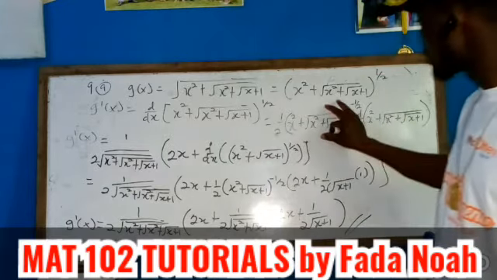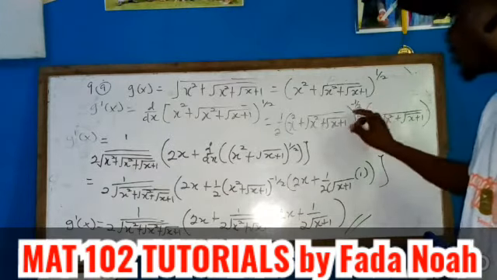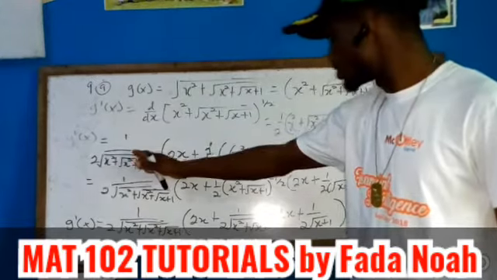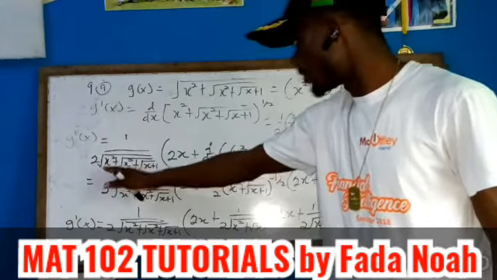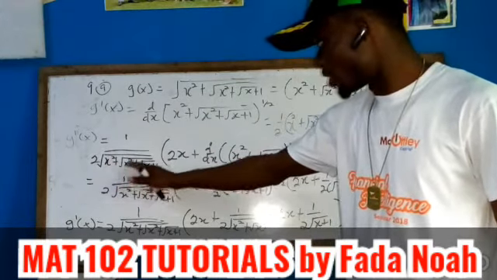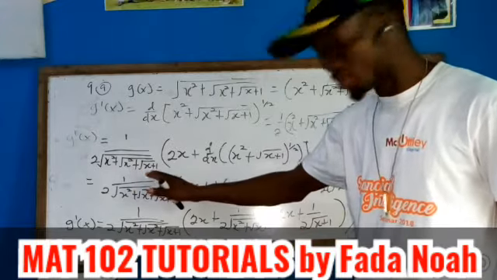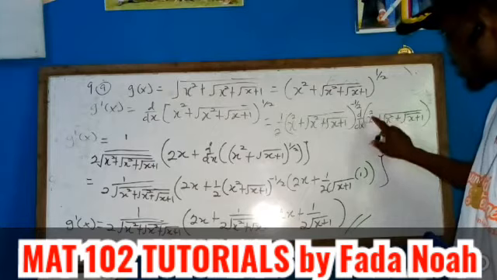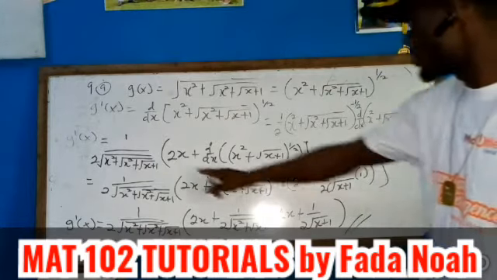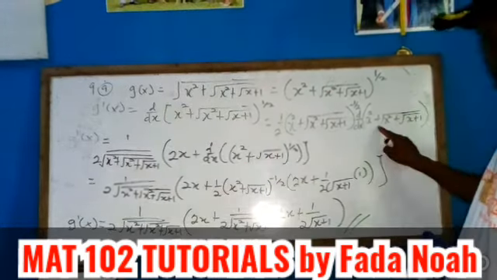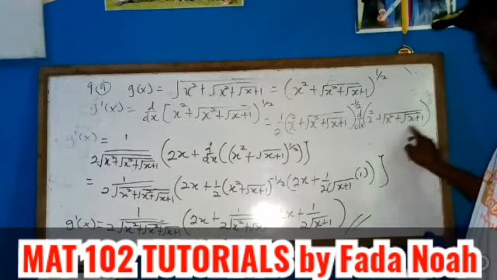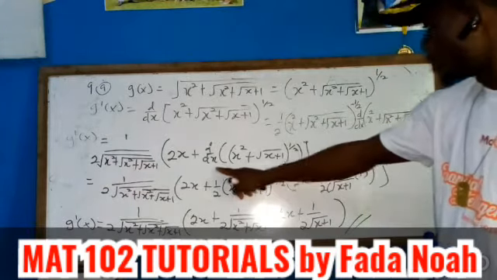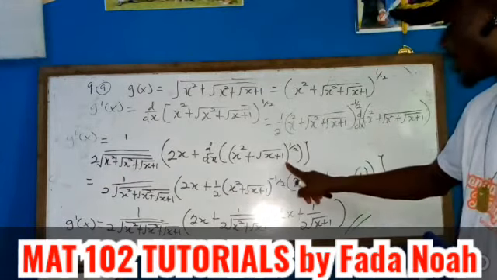And this power 1 minus 1 over 2 can be written as this: 1 over 2 square root of x squared plus square root of x plus 1. Okay, then the derivative of the first one will give us 2x times the derivative of this expression over here. That's what we have written over here.